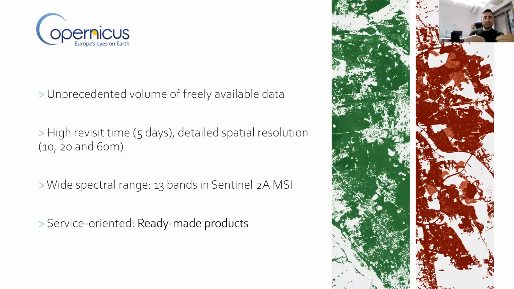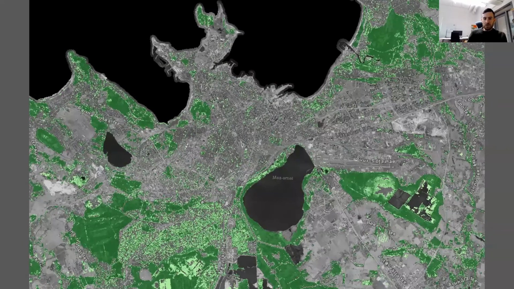But not only do we have this very interesting reflectance data from Sentinel, but actually what the Copernicus platform has done is that they have processed some of these data into ready-made products. And for instance, what you see here is one of the products that you can download from the Copernicus website. This is the tree cover density. Each of the pixels in the image represents the percentage cover of trees in Tallinn, in this case, capital of Estonia.